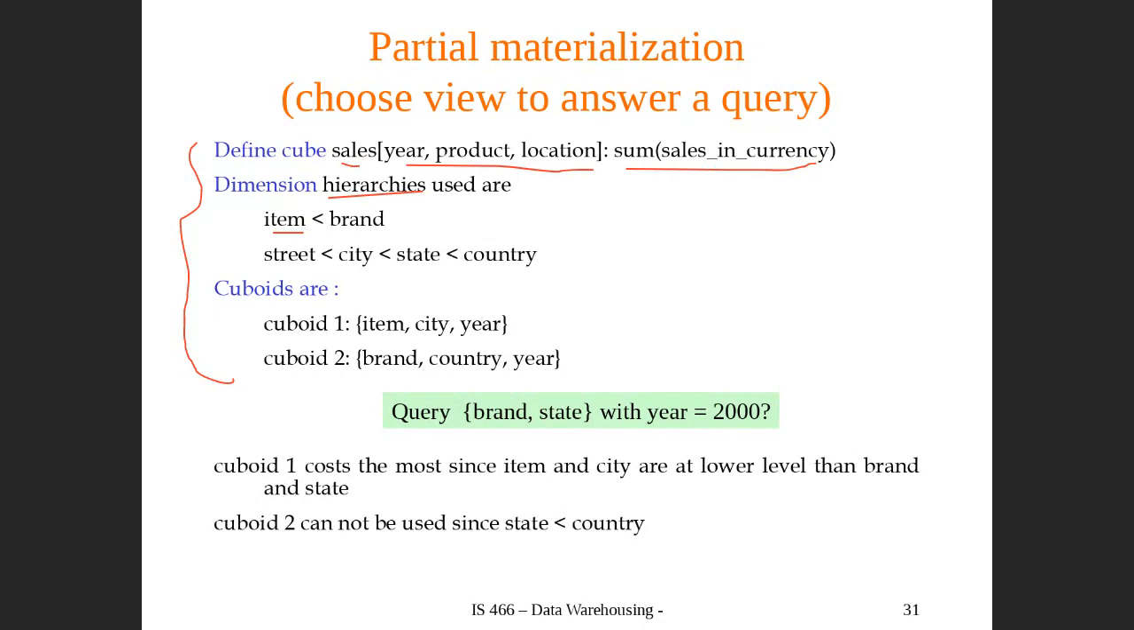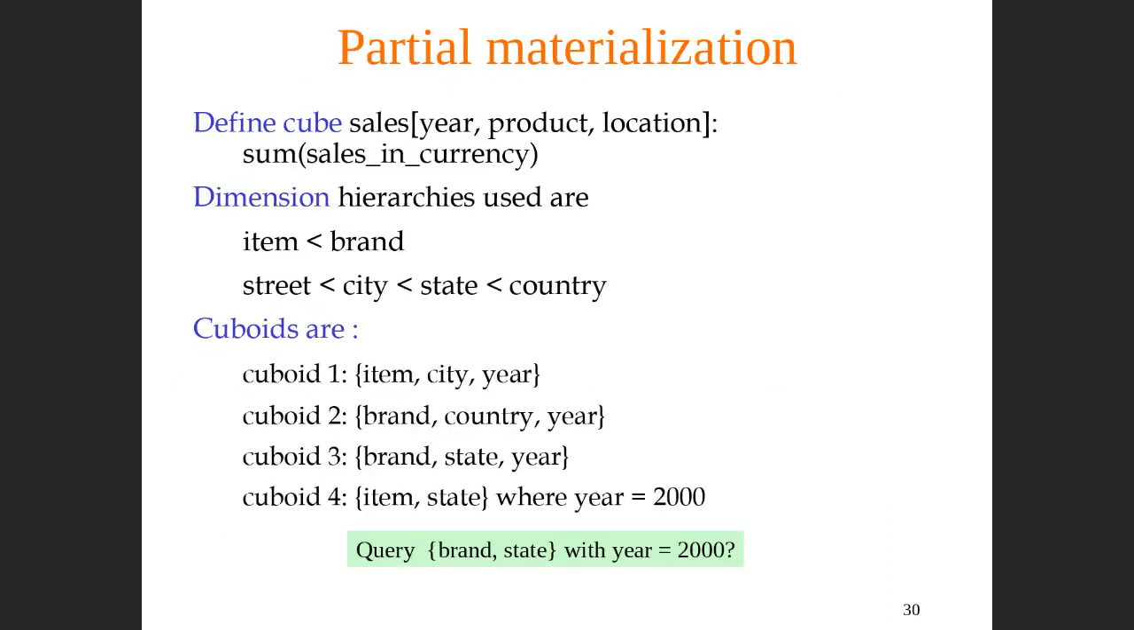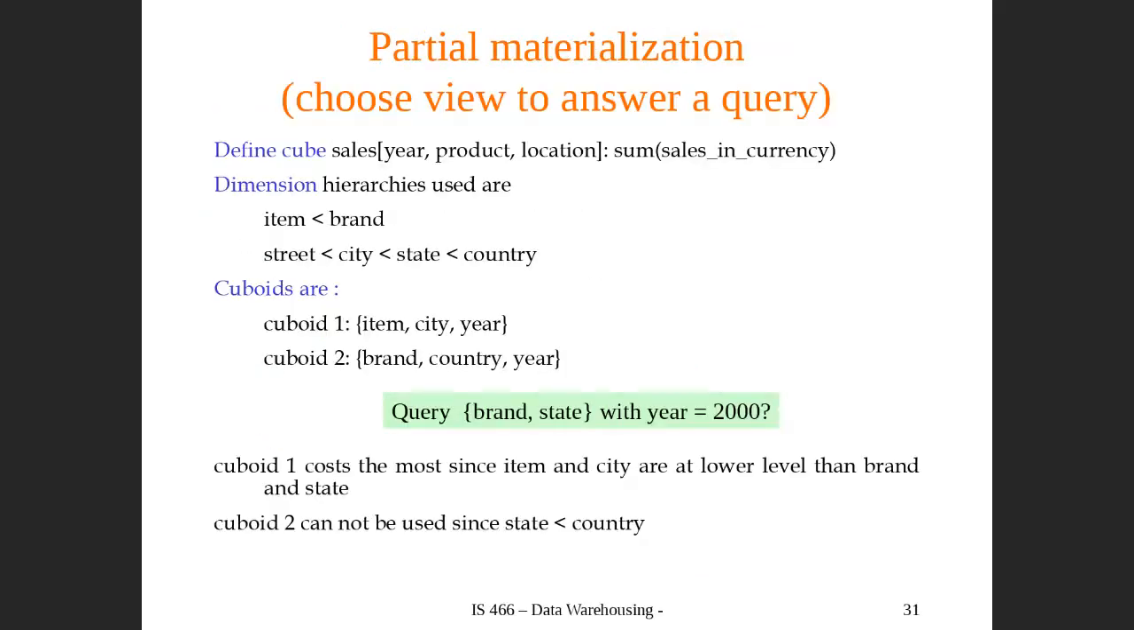First we need to calculate the first two cuboids, cuboid number one and cuboid number two. Let's see what cuboid number one is. First, we will analyze these two. Cuboid number one is given as item, city here. The second cuboid is given as brand, country here. We need to check which calculation will be required. Then, based on our query, brand, state, and the year 2000, we need to figure out the number of calculations for each cuboid.